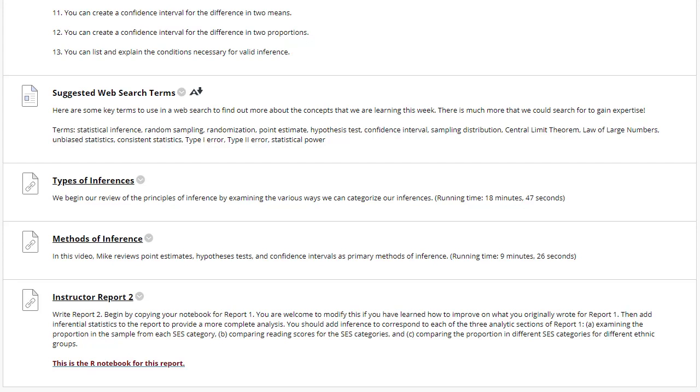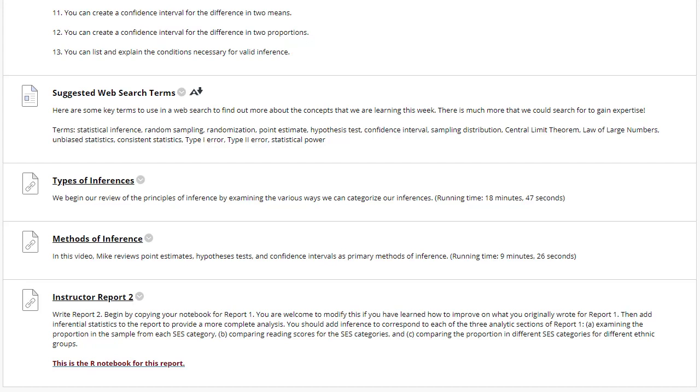You should add inference to correspond to each of the three analytic sections of Report 1. A, examining the proportion in the sample from each SES category. B, comparing reading scores for the SES categories. And C, comparing the proportion in different SES categories for different ethnic groups.